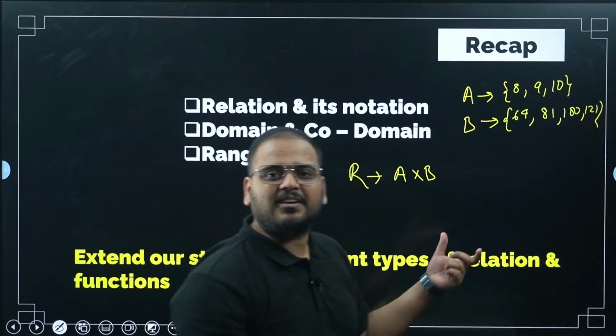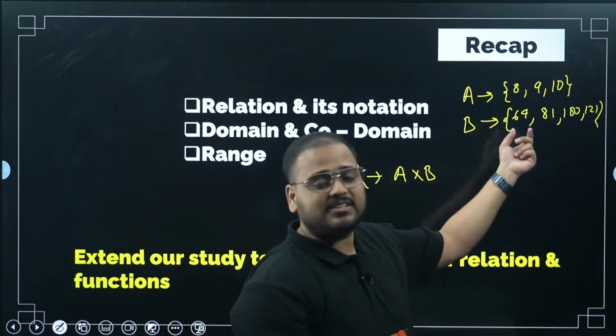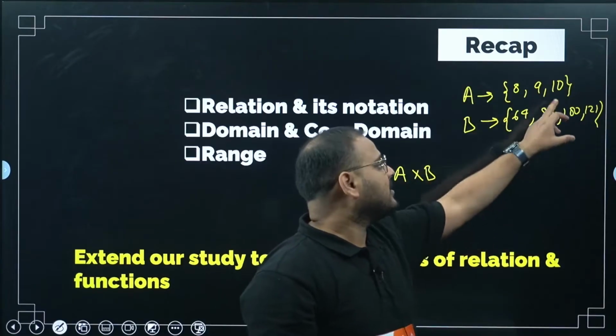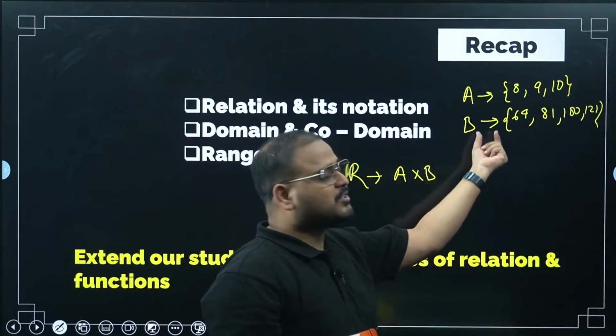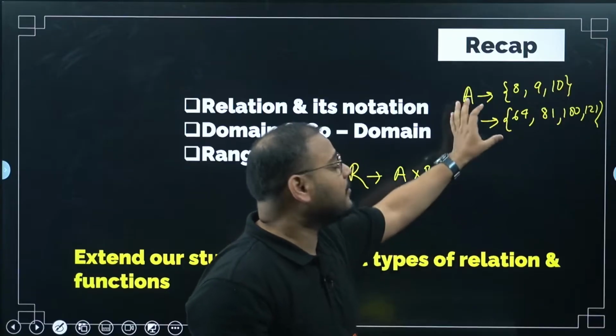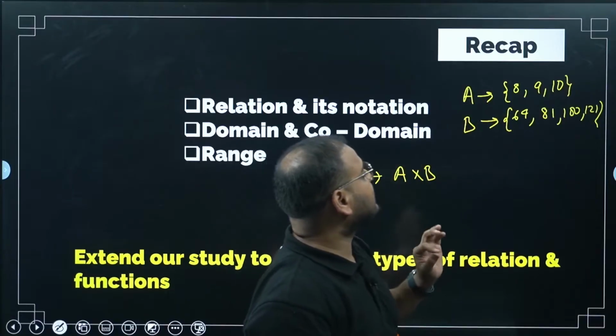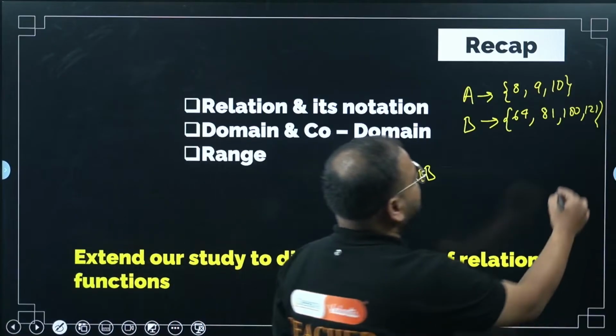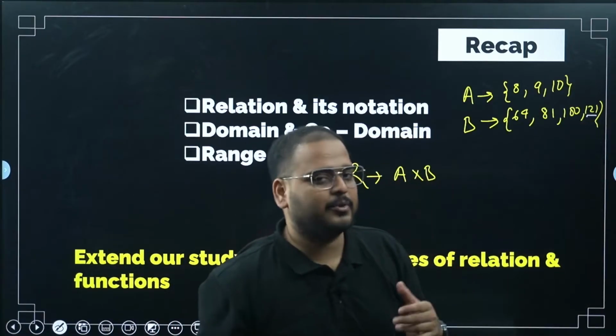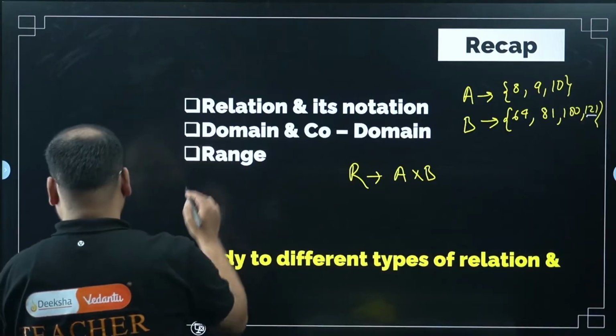I hope you can see the relation here clearly. 8 square is 64, 9 square is 81, 10 square is 100. It means the elements of set B are squares of elements of set A. Then you might ask, why 121? 121 is not the square of anything in set A. We'll see here, no problem.